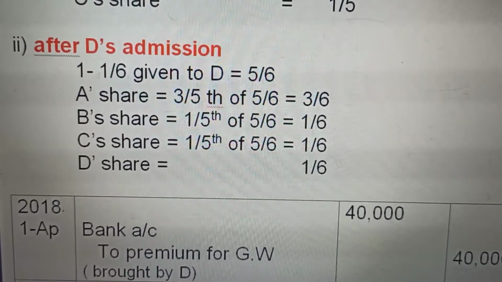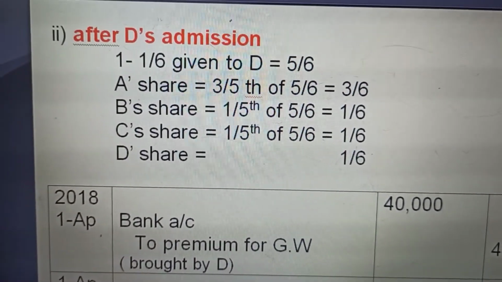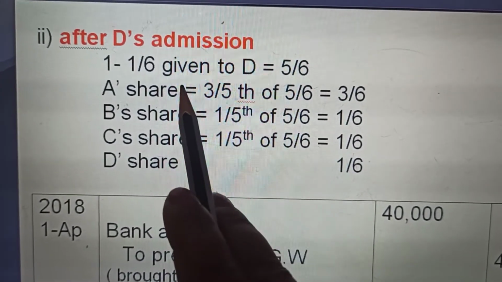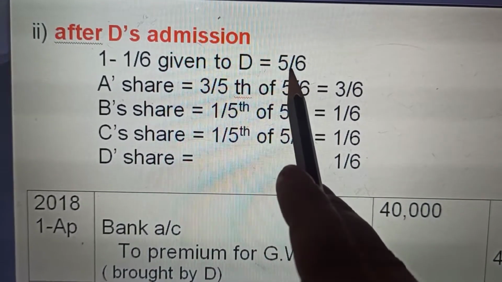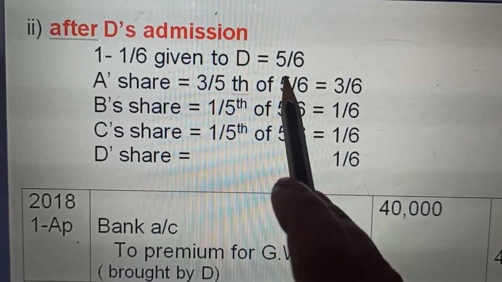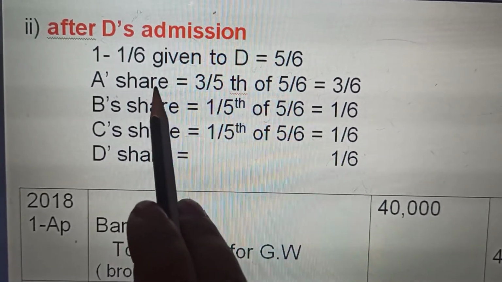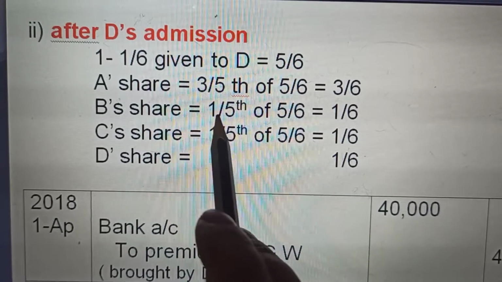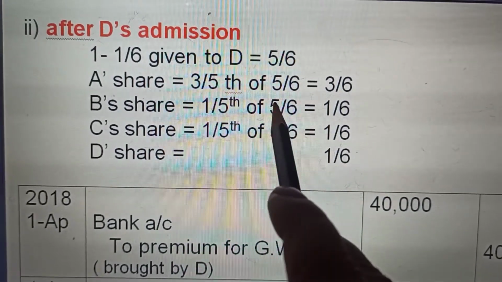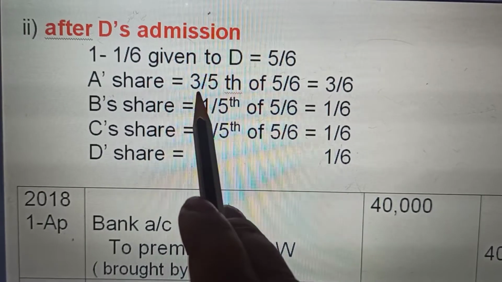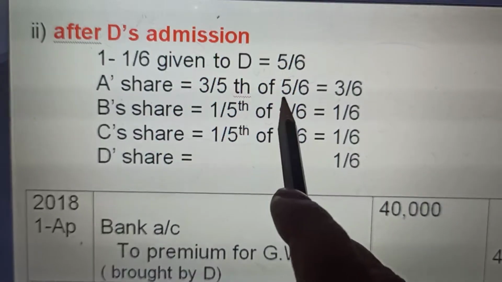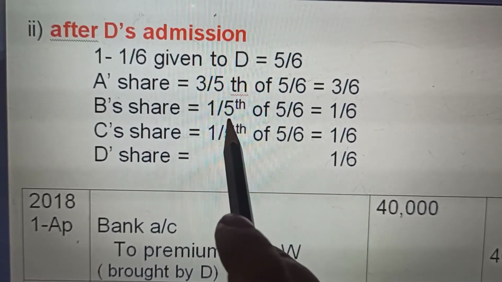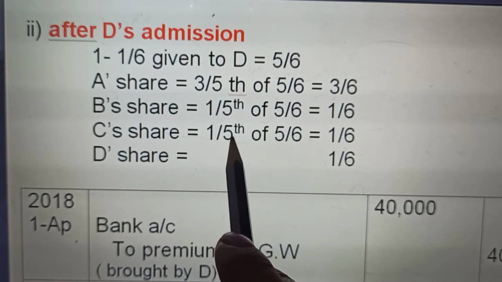After D's admission, first thing, 1/6 share is given to D. After giving 1/6 share to D, the share left for the previous three partners is 1 minus 1/6, 5/6 share. The ratio is not different. Ratio remains the same, 3:1:1, but now 3:1:1 of 5/6 share. So nothing has been done to the ratio, but it applies to the 5/6 part now: 3/5 of 5/6, 1/5 of 5/6, and 1/5 of 5/6.